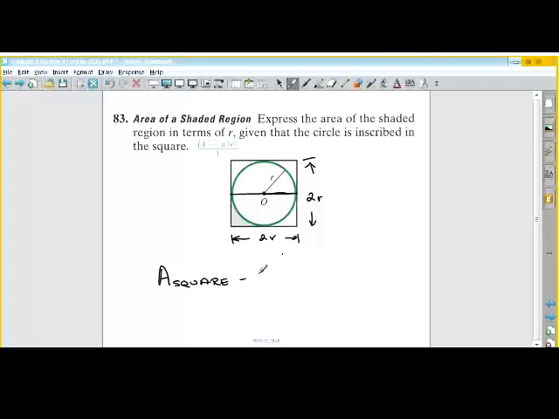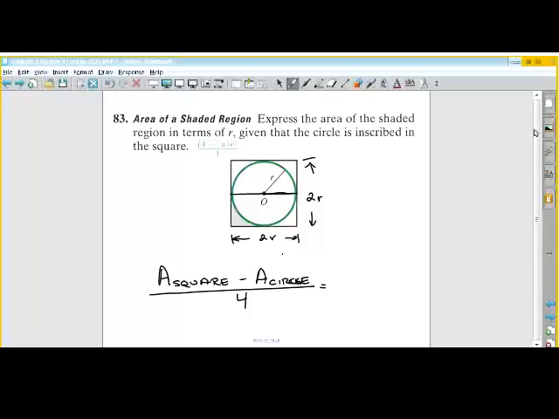So what we're going to do is find the area of the square, and we're going to subtract the area of the circle. And then we're going to divide by 4, because the area of the square minus the area of the circle is these 4 pieces. Divide by 4 to get one of them. So let's use our formulas that we have.